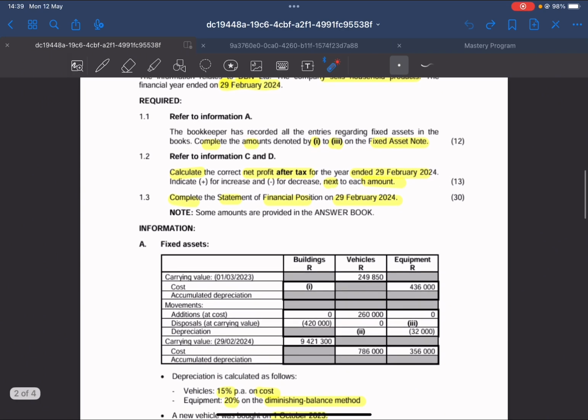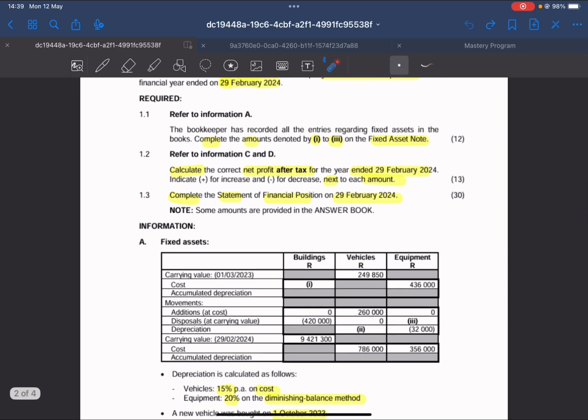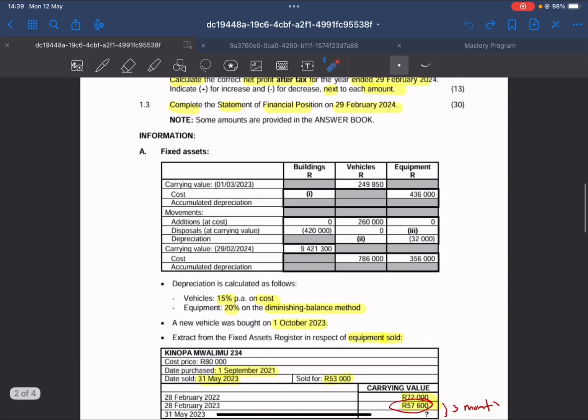So they say the bookkeeper has recorded all the entries regarding the fixed assets in the books. Complete the amounts denoted as Roman figure 1 to Roman figure 3 in the fixed asset note, right? So here's the fixed asset note that they gave you here.